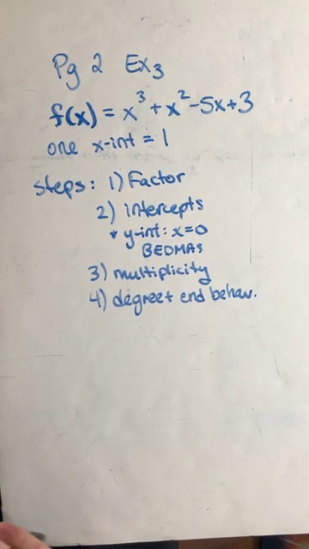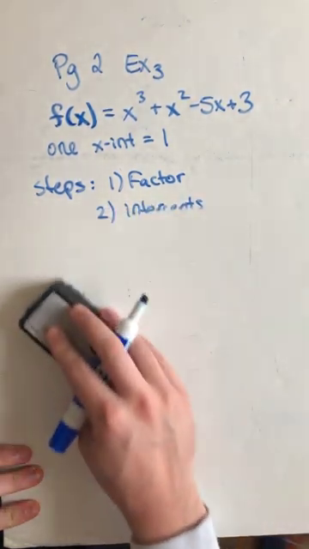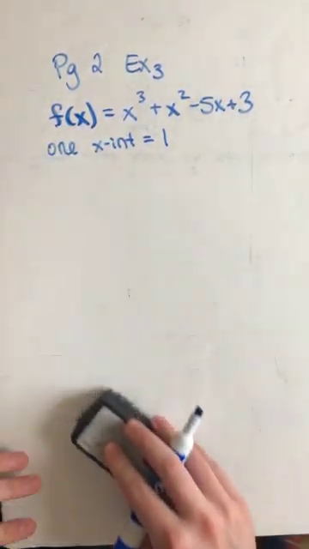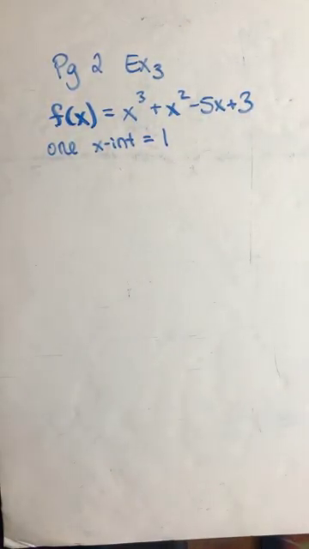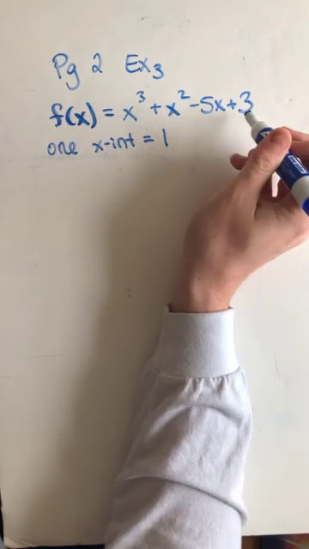So when we're drawing these graphs out, we aren't necessarily going to be looking for the sign diagram anymore. We're going to just graph our intercepts, look for the multiplicity, and then discuss the end behavior as we go. So one x-intercept in example 3 is 1, but we don't have the factored form.